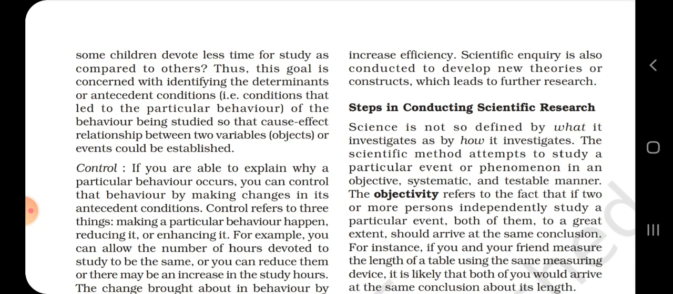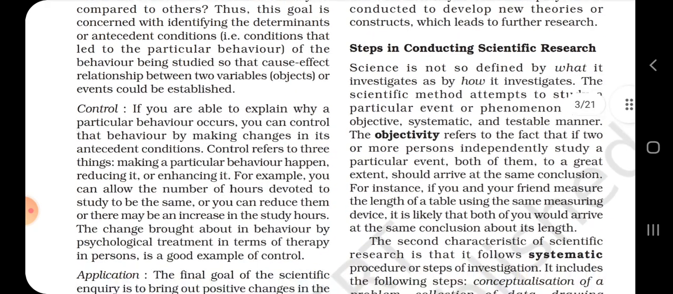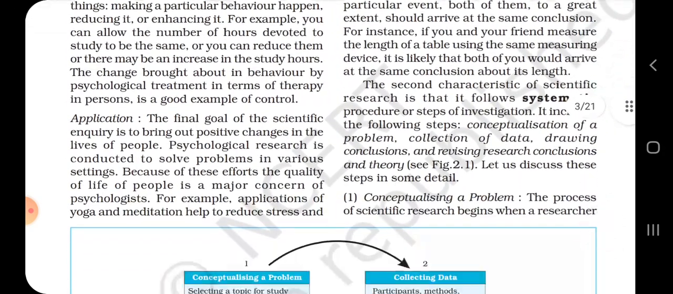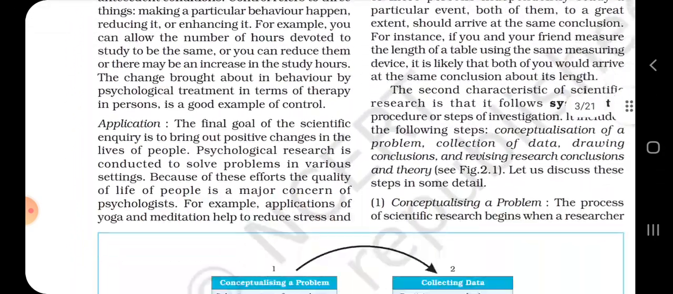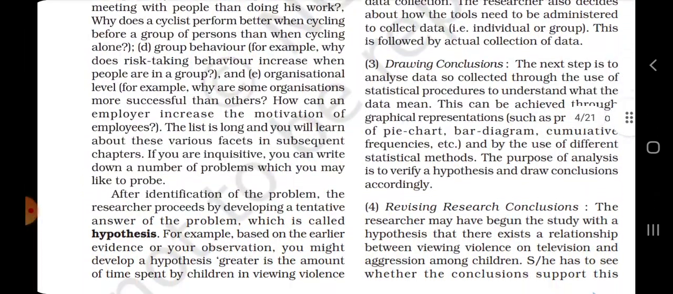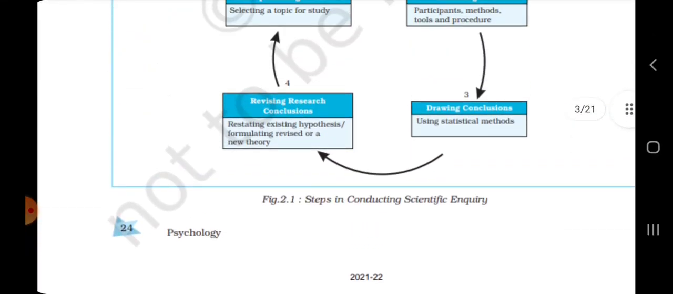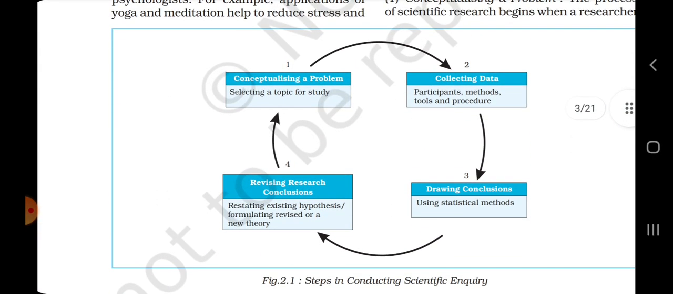Now, what are the steps in conducting scientific research? You can see what are the steps in conducting scientific inquiries. One, conceptualizing a problem. Two, collecting data. Three, drawing conclusions. Four, revising research conclusions. Again, conceptualizing a problem.